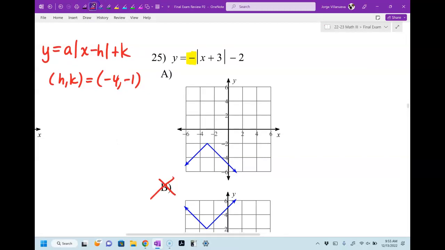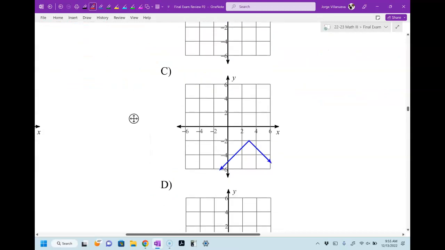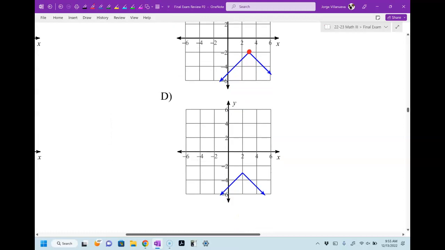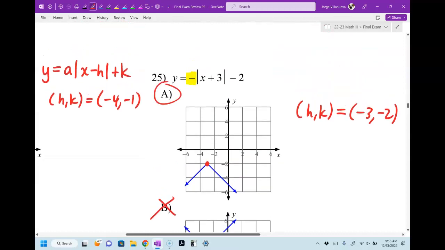All right, what's my (h, k) for this one? So (-3, -2). Let's see. (-3, -2), this one looks good. This is (3, -2), that's wrong. And this is (2, -3), that's also wrong. So the answer is A.